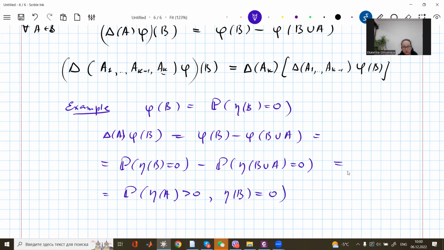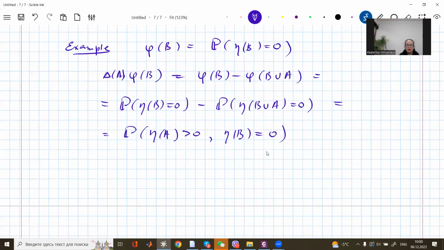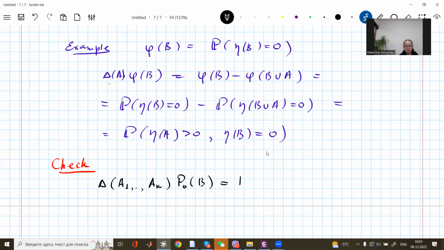So why do I write down this quite different notation? This is because it's easy to check. Please check it by induction, because we already checked it for order one, that if I consider the difference operator of order k that acts on avoidance probability, then this is equal to the probability that eta of A_i is non-empty for i from 1 to k, and eta of B is equal to 0. So please check it, this is not hard, this is an exercise.